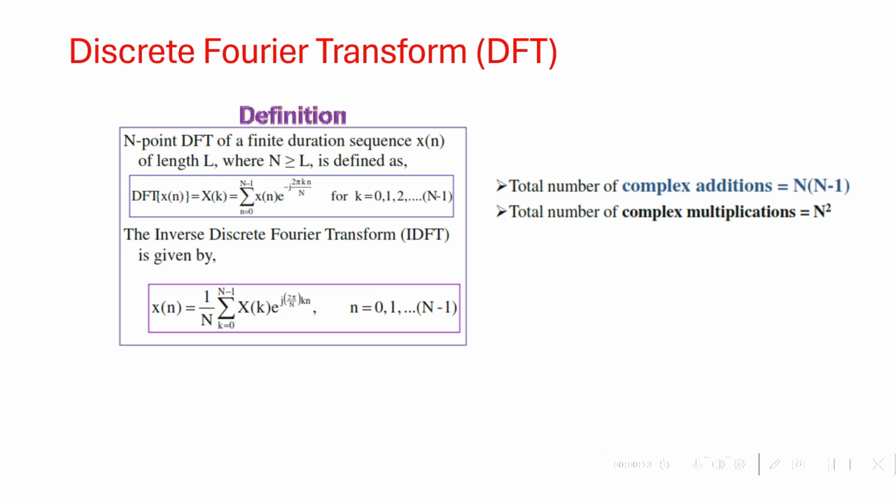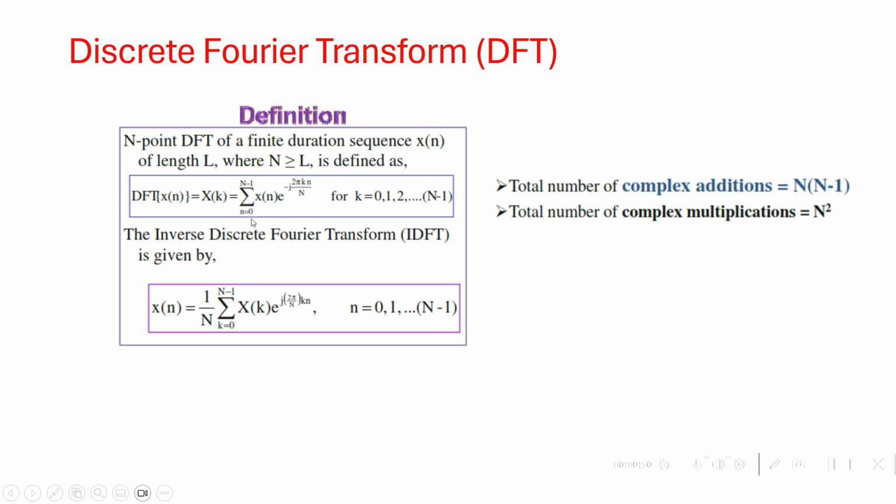So in discrete Fourier transform (DFT) calculations, we use the formula for the N-point DFT: X(k) = summation n equal to 0 to N minus 1 x(n) e^(-j 2 pi nk/N), for k varies from 0 to N minus 1. Similarly, in the inverse discrete Fourier transform, you can calculate x(n) = 1/N summation k varies from 0 to N minus 1 X(k) e^(j 2 pi nk/N). Here small n varies from 0 to capital N minus 1.